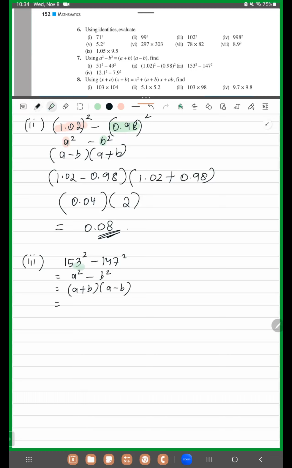A is... What is A here? 153 plus 147. Then 153 minus 147. So 153 plus 147 is what? 300. Then minus is 6. This one is 6. Good. So then this becomes 1800. Oh, yeah, sorry, 1800.